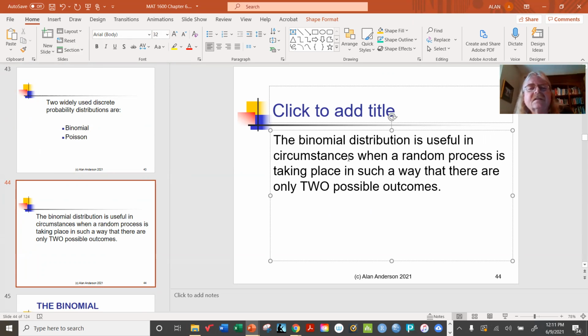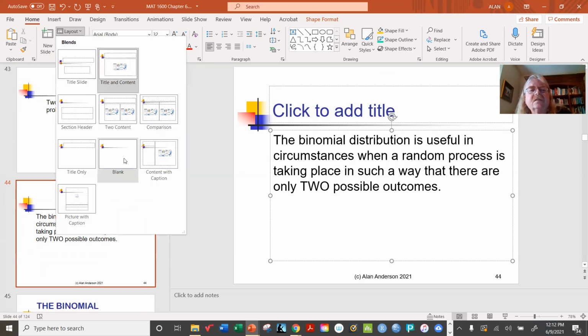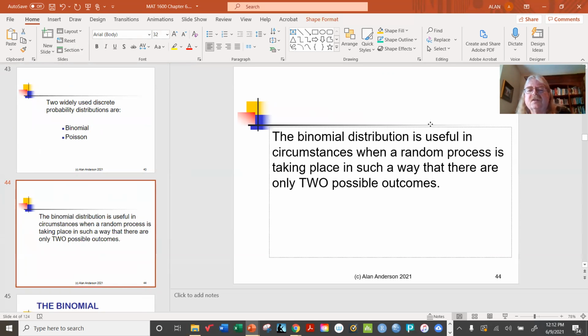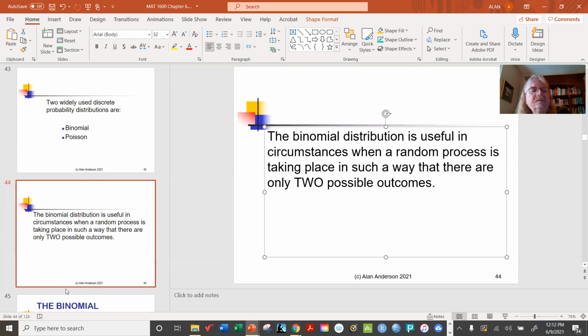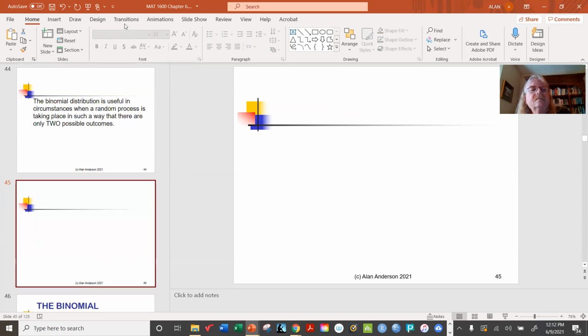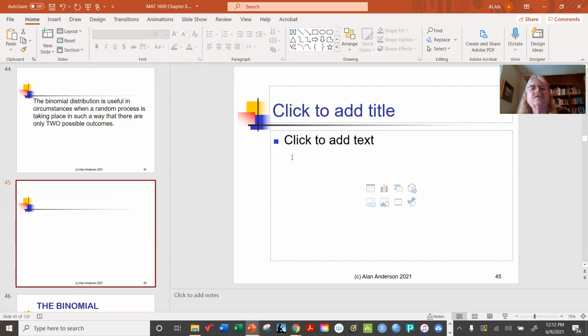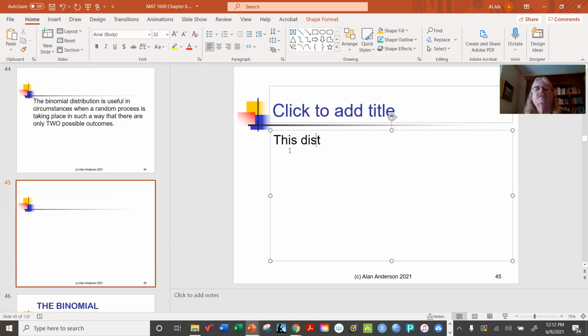So in other words, this whole thing is tied to this number two. All right, so what would be a case where that's the case, where we have this situation? For example, this distribution is heavily used in the area of what's called quality control.